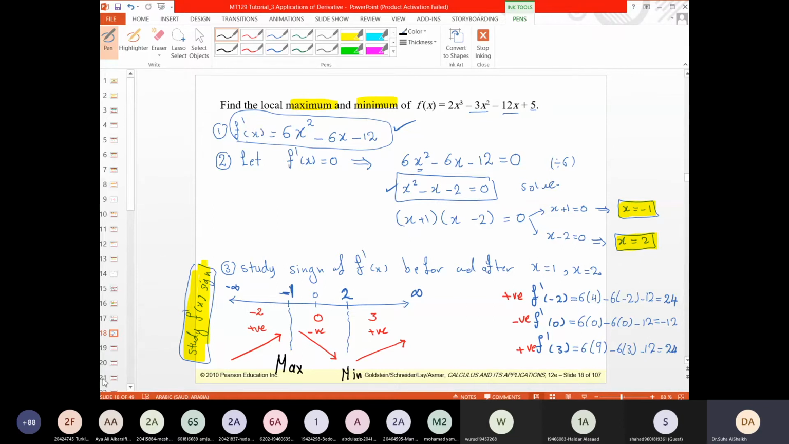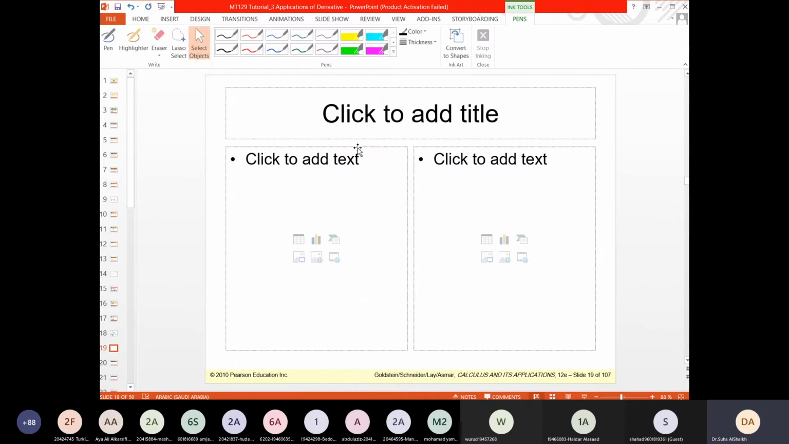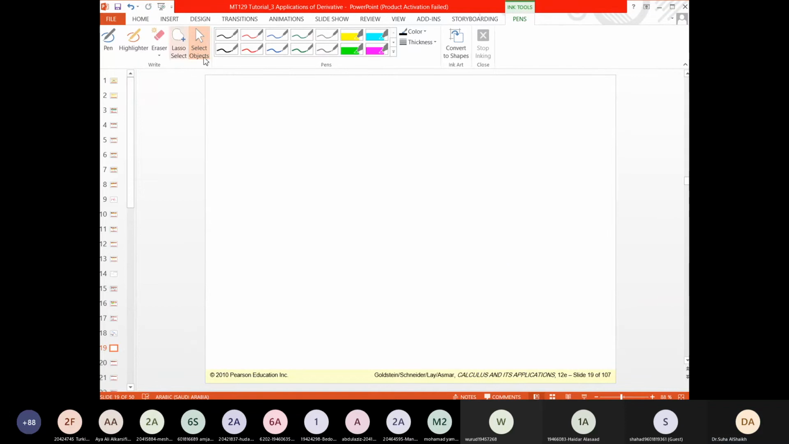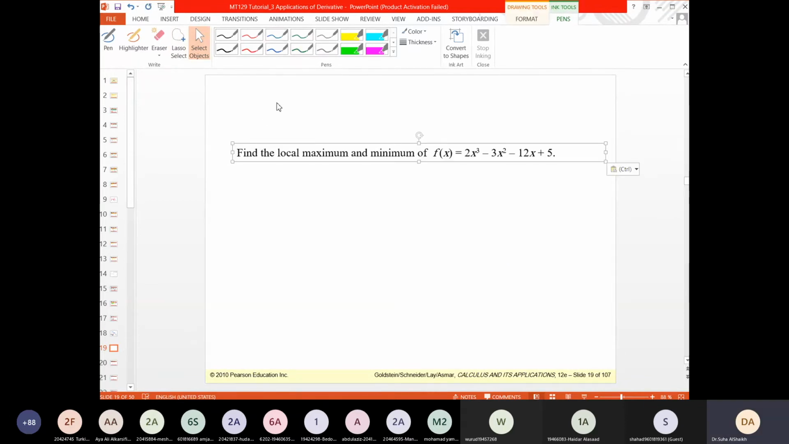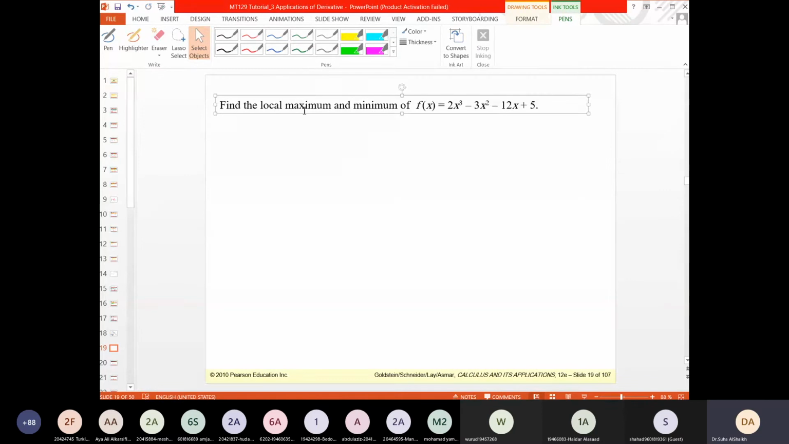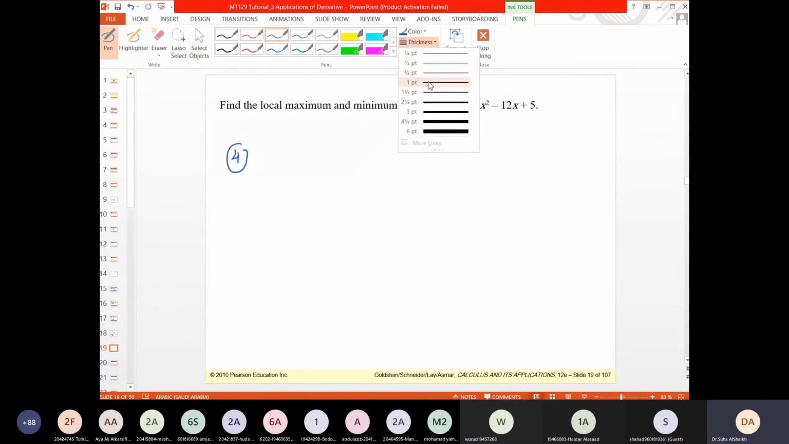So we remain with one more step. Step number 4. Those are the 2 points I get. I get x equal to -1, and I said it's maximum. And I get the other x, which is x equal to 2. It was 2 or -2, yeah. And I said this point is a minimum.